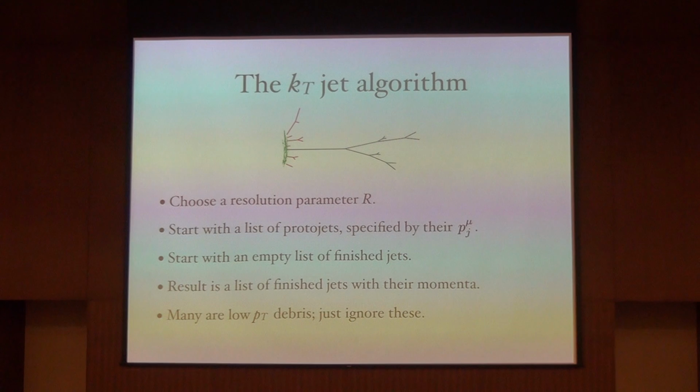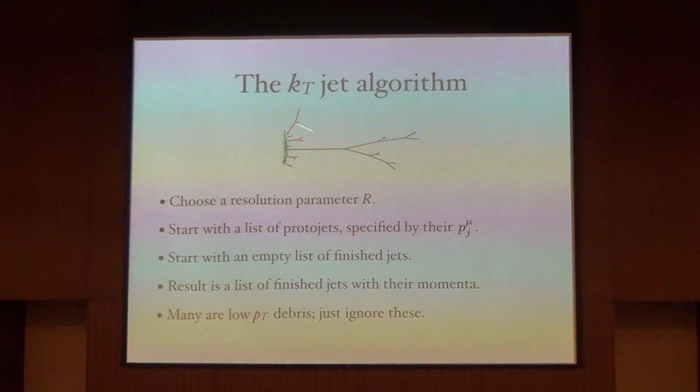So what do I do? The idea is I'm going to, one, choose a parameter. So this algorithm depends on one parameter, usually called R. And I'm going to start with a list of protojets, meaning a jet that isn't finished. And each protojet has a momentum, p^mu, and j labels which protojet it is.